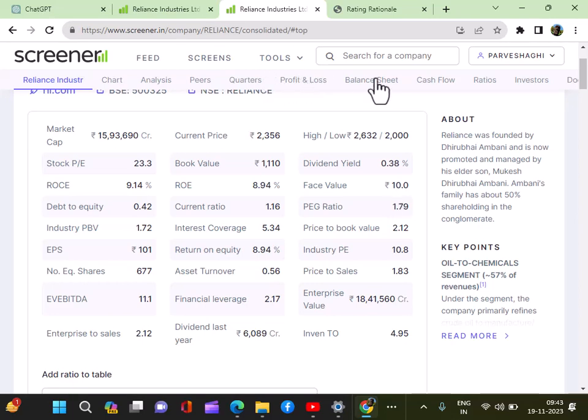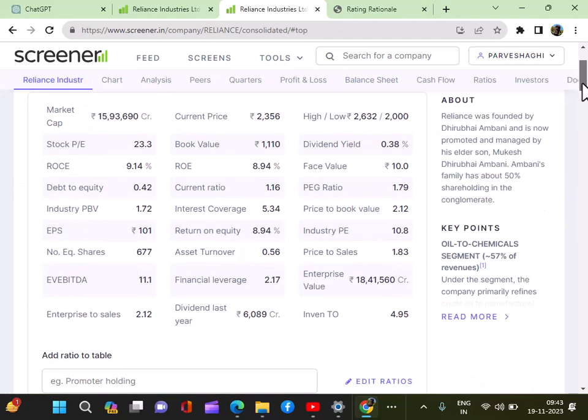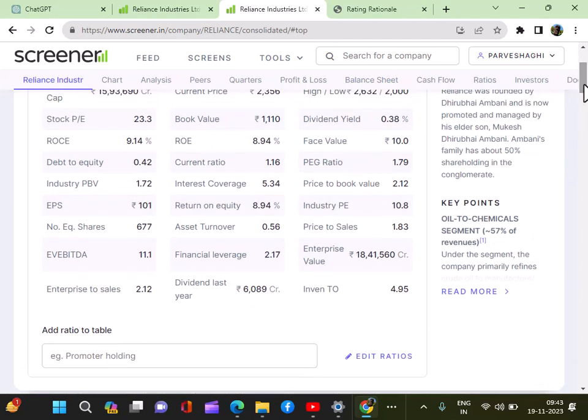Have you got it? How is equity capital calculated? It is divided by 10 only, no? How many shares does the company have? Okay, so you want to know that. The number of equity shares is 677 crore shares. Where is it? My cursor is there.